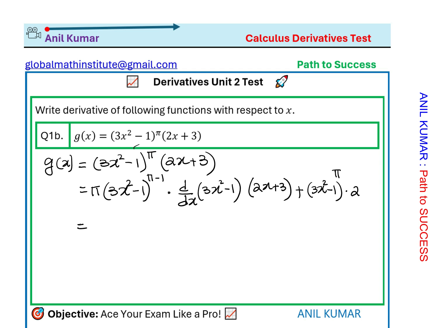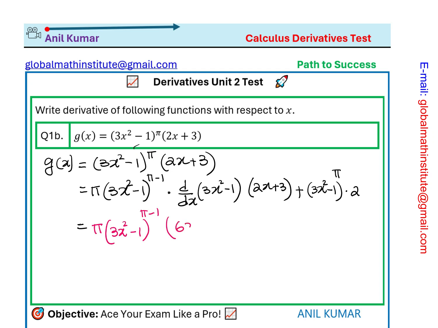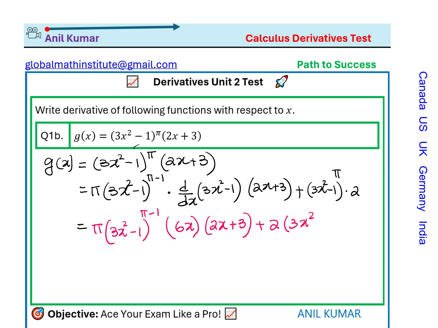Now let's rewrite the derivative. So we have pi times 3x squared minus 1 to the power of pi minus 1, critical step, times derivative of 3x squared minus 1 is 6x, times 2x plus 3, the second function, plus derivative of the second. It's a good practice to write the numbers before. Okay, so we got 2 times 3x squared minus 1 to the power of, you get the whole idea. So that's what we get.